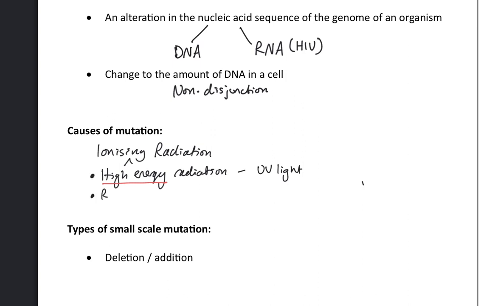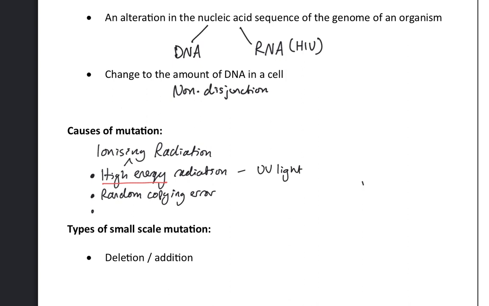It can just also be a random copying error. So occasionally you'll get the wrong nucleotide slotted in when you're copying the DNA. And therefore, if you're having to do lots of copying of the DNA because there's lots of DNA damage being picked up, then there's a higher chance of getting a copying error.